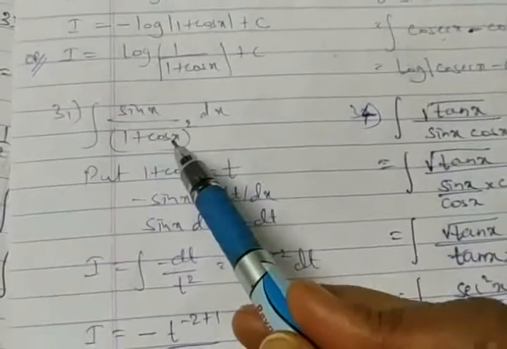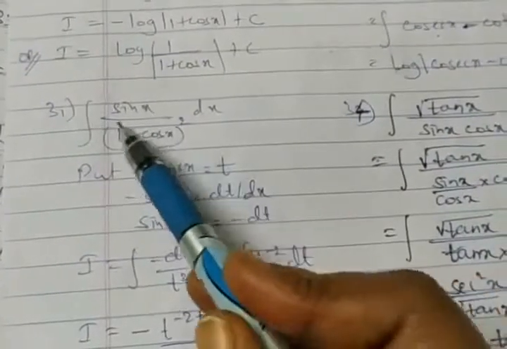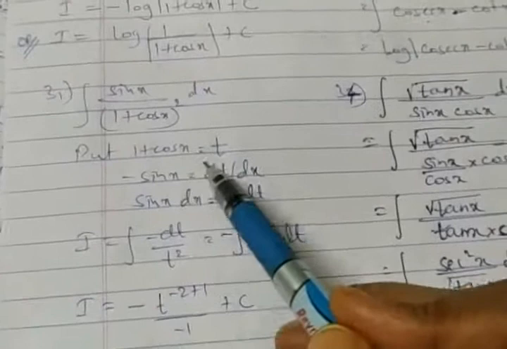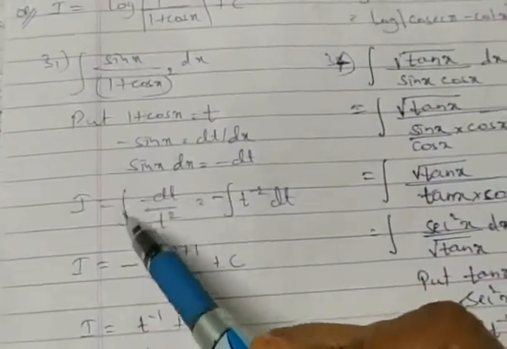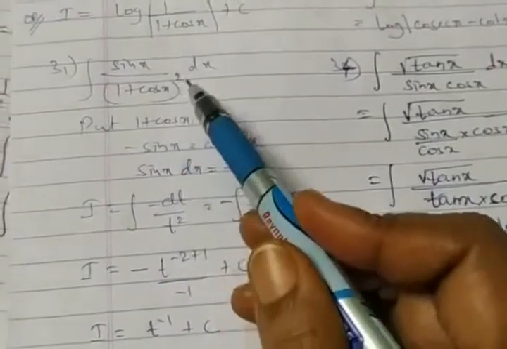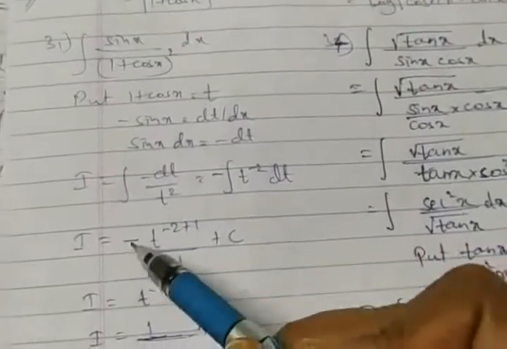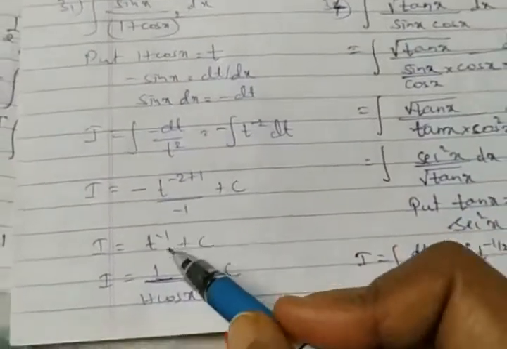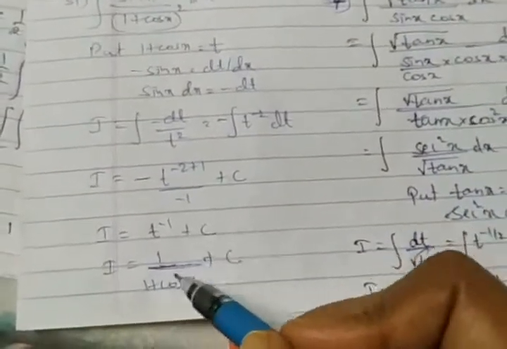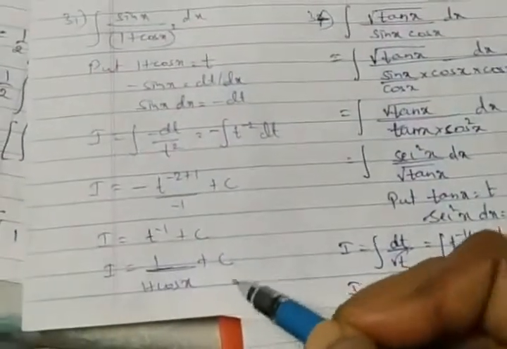So the only option I find here is that the derivative of cos is minus sine. So this derivative along with 1 plus cos x is equal to t. We are left with minus sin x, dt by dx. To get balanced, we are left with integration of minus dt upon t square. So we have t raised to minus 2 to be integrated, minus being outside, we have minus t raised to minus 2 plus 1. Minus into minus gets eliminated. We have t raised to minus 1 plus c. Replace t back: we have 1 upon 1 plus cos x plus c should be the answer for the 31st question.